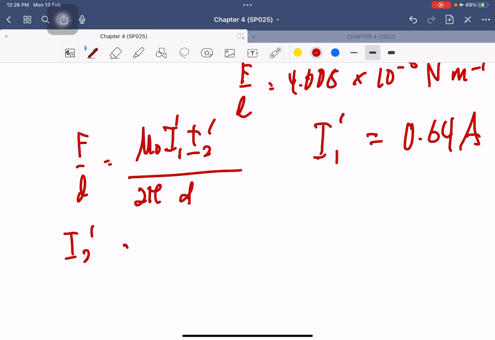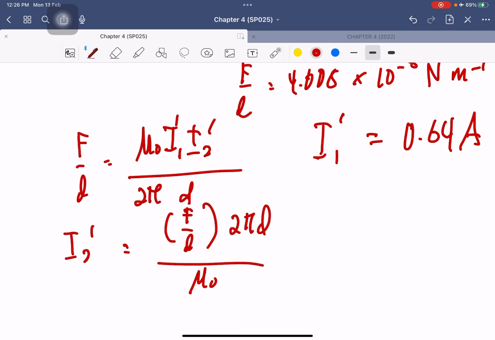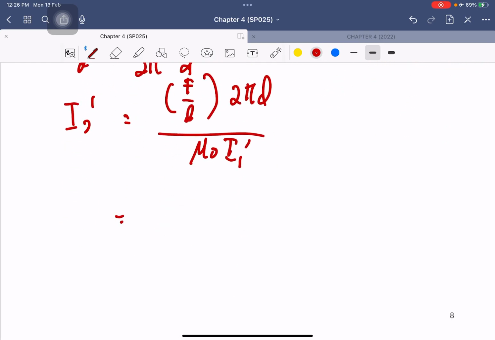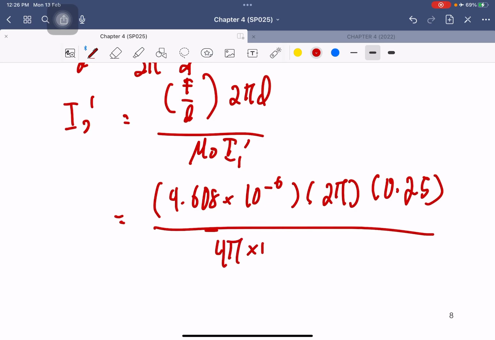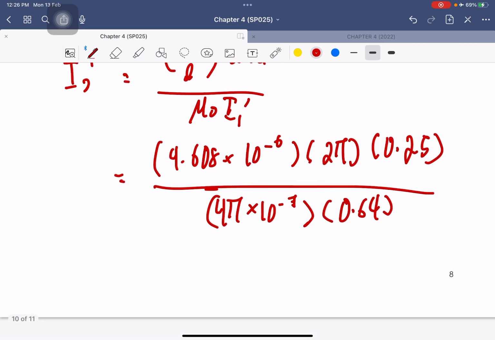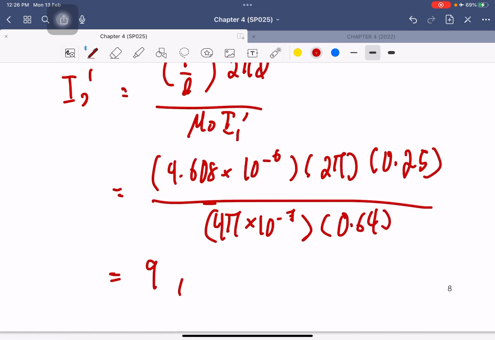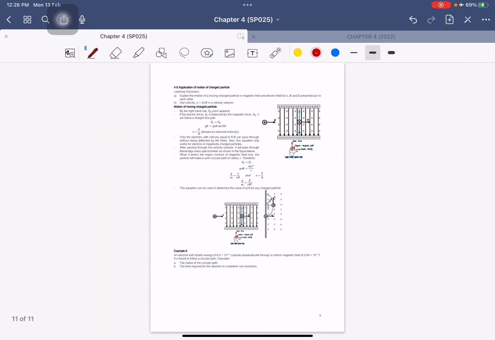So I rearrange so that the current in the second wire is the subject: I2 equals F over L times 2 pi d over mu naught I1. We know F over L we got earlier is 4.608 times 10 negative 6. Multiply by 2 pi, the distance is 0.25 meter. Then divide by 4 pi times 10 negative 7, and the current in wire 1 is reduced to 0.64 ampere. So the current in the second wire should be 9 ampere, so that the force per unit length is still the same as the one in part B. Okay, so that is the solution for example number 5.